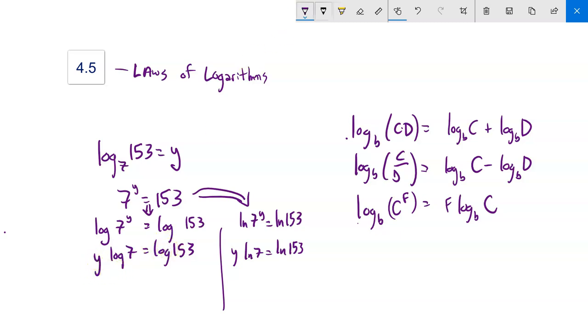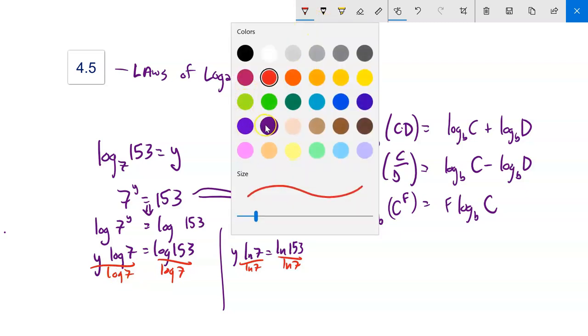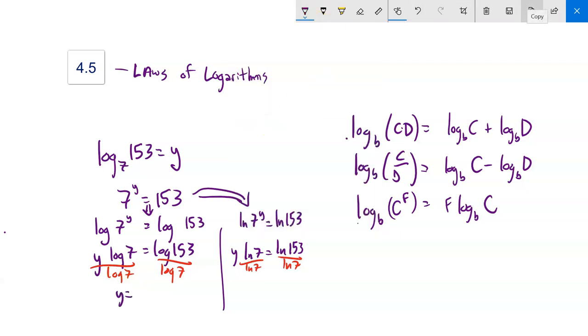So to figure out what y is, how about I just multiply both sides by log 7? And over here, I'd divide both sides by natural log of 7. I think I might have said multiply, I meant divide. So that means that y will equal log of 153 divided by log of 7, or natural log of 153 divided by natural log of 7.